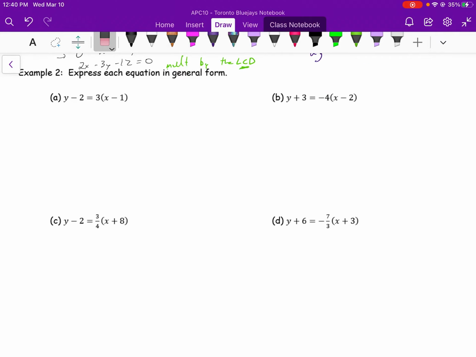All right, so we are going to look at expressing each equation in general form. What we have here are equations that are not in any form that we recognize yet, actually in point slope form, but we need to write these in general form. One thing I just want to remind you of is, if I have a constant times a binomial, you need to distribute that multiplication to both terms of the binomial. So I'm going to express in general form.